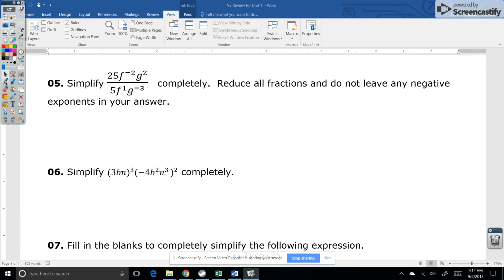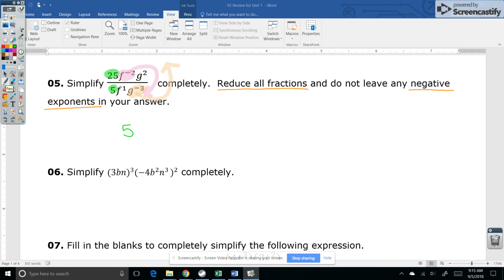Okay, the directions here say to simplify this fraction completely, to reduce all fractions, and do not leave any negative exponents in my answer. So I'm first going to look at my coefficients, the 25 and the 5. 25 divided by 5 is 5. Now the rule with my negative exponents is that if I'm negative in the numerator, I'm going to move it down into the denominator. And if I'm negative in the denominator, I'm going to move it up to the numerator.